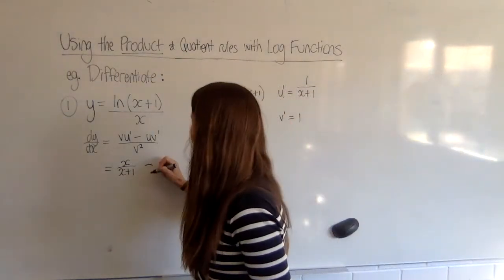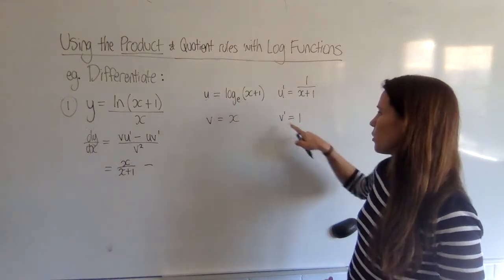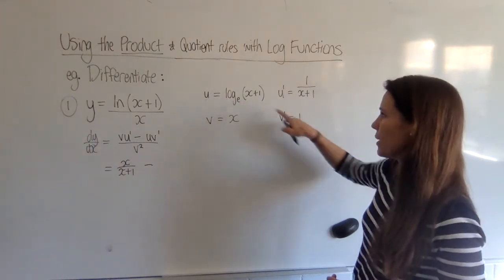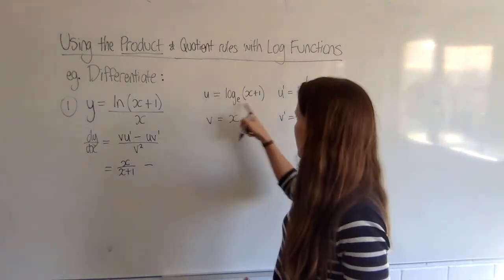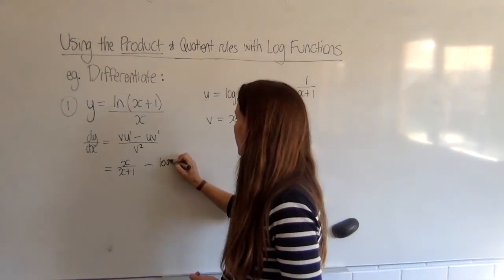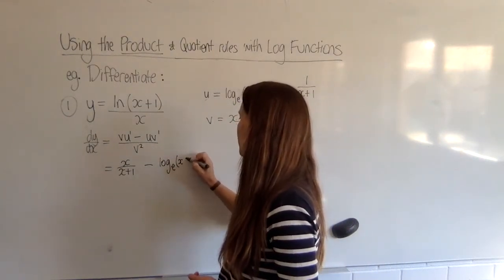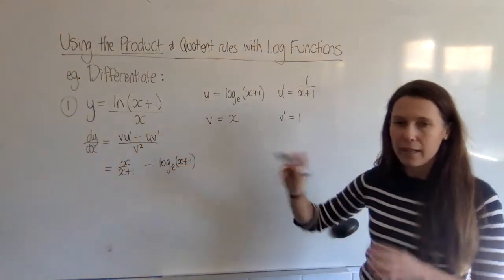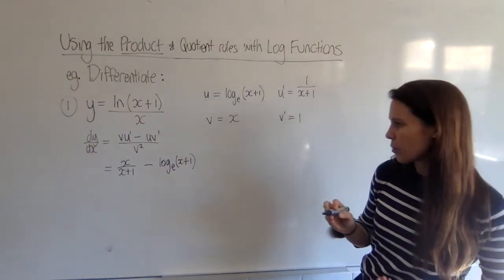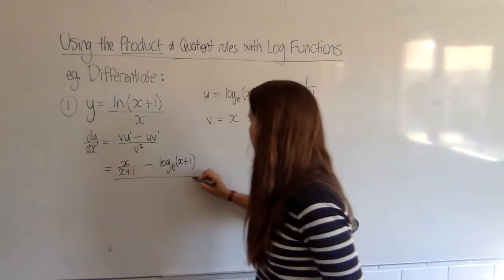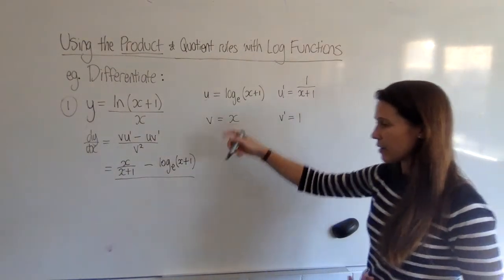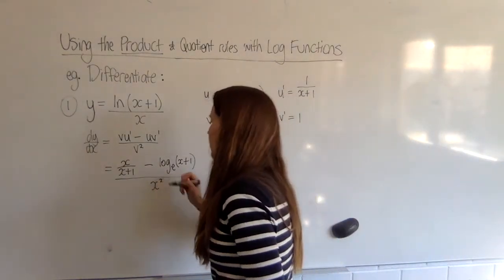Then we need to subtract u multiplied by v dash. Well, one lot of this is just itself, so I just need to write this part now, log with base e of x plus 1, which I could also write ln, natural log, x plus 1. Now I need to divide by v squared. So if v is x, I need x squared on the bottom.